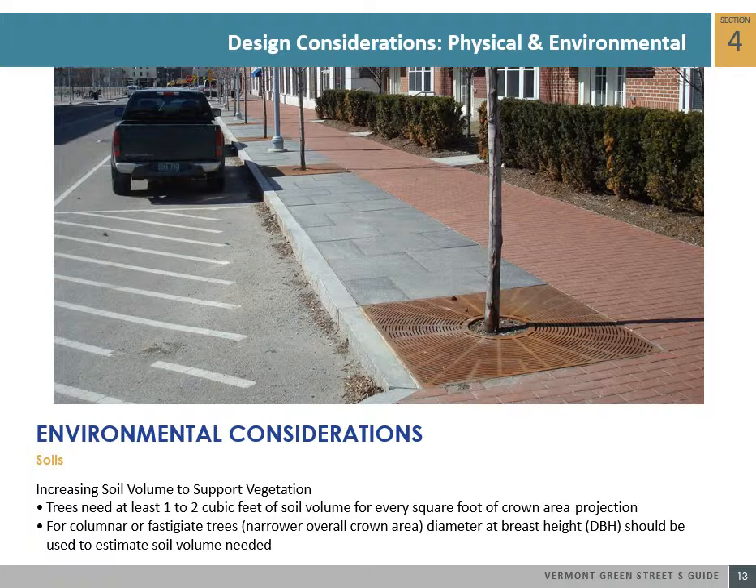A tree's ability to grow and thrive is largely dependent on available rooting space. Trees need at least 1 to 2 cubic feet of soil volume for every square foot of crown area projection. For columnar or fastigiate trees, which have a narrow overall crown area, the diameter at breast height, or DBH, should be used to estimate soil volume needed for a specific tree.